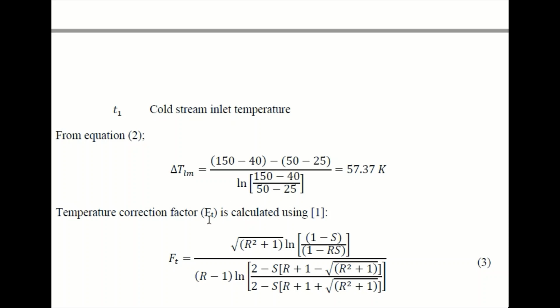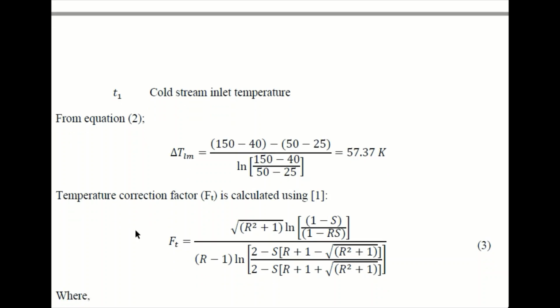Then we need to calculate the temperature correction factor. We all know that streams are not perfectly counter current. There is not an ideal process where we have 100% counter current or co-current streams. There are some other non-idealities involved which are accounted for using this temperature correction factor.